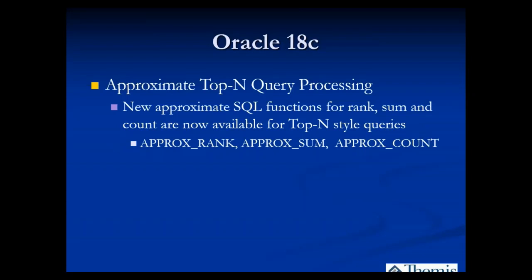So there are new functions. There's one called approximate rank, approximate sum, approximate count. There are some others too. And we can code our SQL to use those functions directly. In other words, use that function name directly in your SQL. And it goes out and will give you an approximate result depending on what you're looking for.